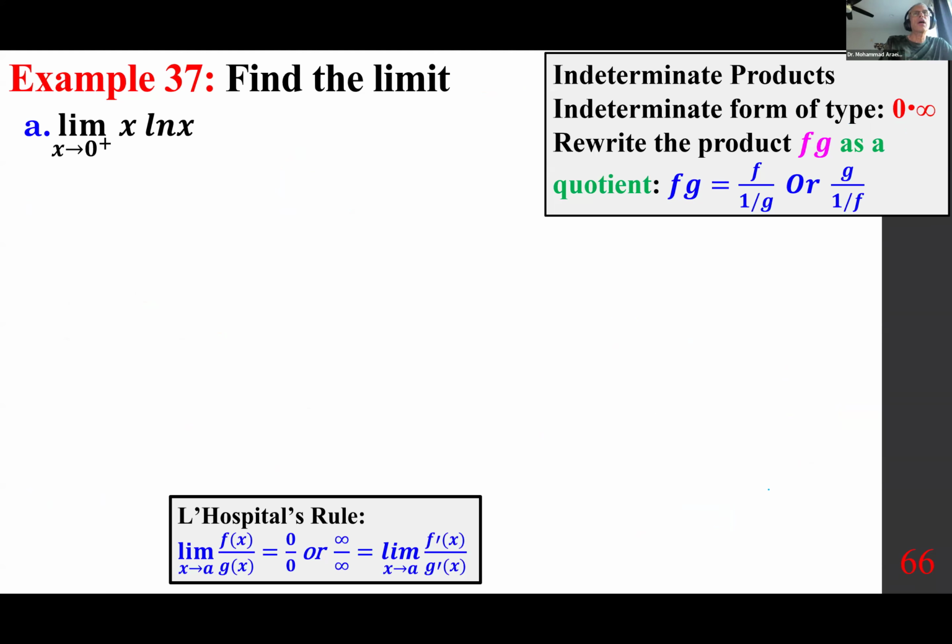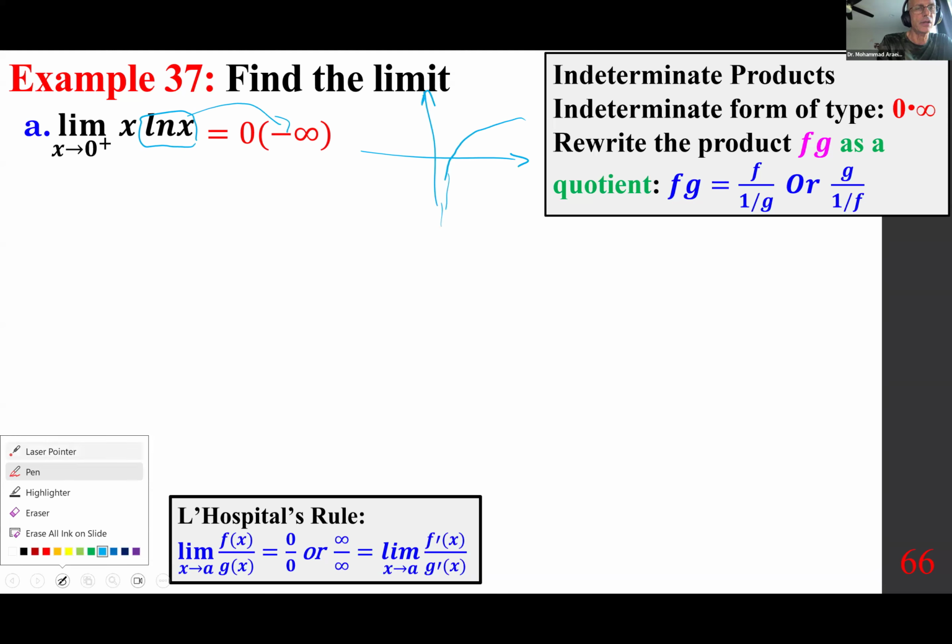The limit of x times ln x, if you plug in 0 from the right, you get 0 times ln of 0 from the right, which is negative infinity. Again, I want to make sure we understand why this is negative infinity, because we should know the graph, and that's the vertical asymptote, remember that? And so all you have to do, take one of them down and make it look like infinity over infinity.